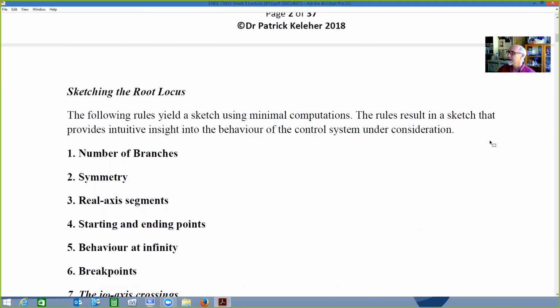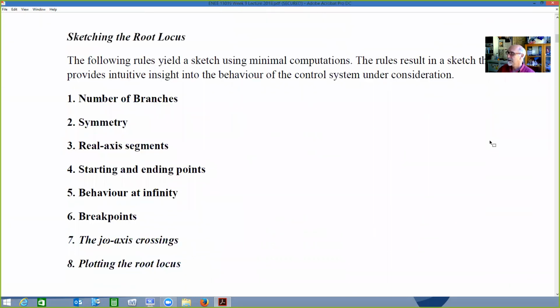So, sketching the root locus, well, I've tried to give you a nice little algorithm. If you follow this and follow the details in terms of providing the background information, then you really can't go too far wrong. So the following rules will give you a sketch with a minimum number of computations. Sometimes, say in an assignment, you might be asked for, say, the major ones, but I'd always suggest that you go through and do all steps, because that way you're building up the picture, plus also you have a far better idea of what's going on.